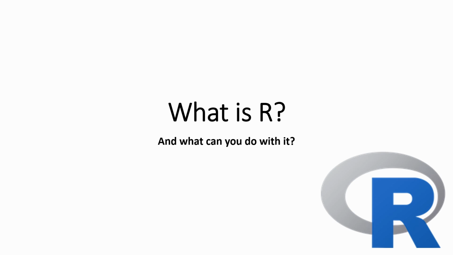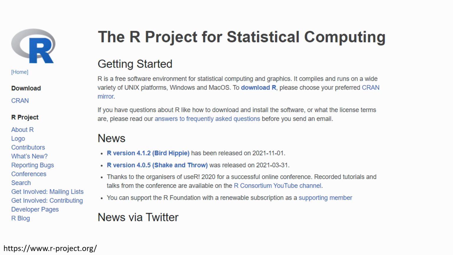Now if you think you know that too, then please feel free to skip ahead to later videos in the series where I talk about how to get R set up on your computer and how to actually start writing code. For the rest of you, let's talk about what R is and what you can do with it. If you go to the R website, the first thing you'll see is that R is a free software environment for statistical computing and graphics.